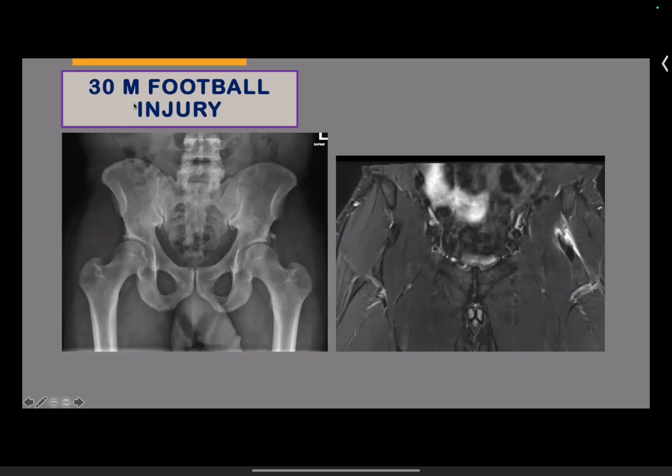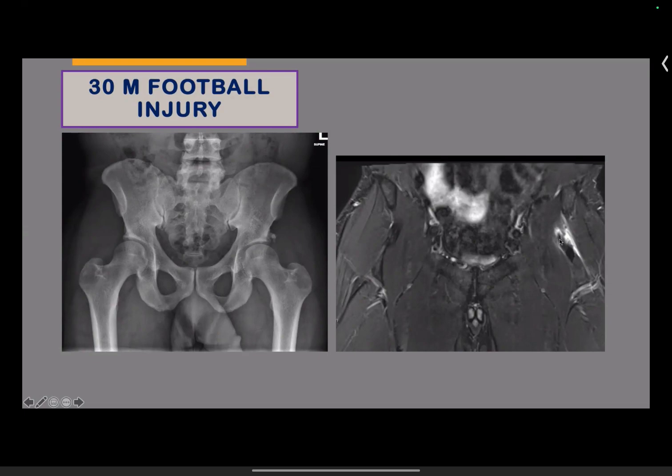So this is a 30-year-old male football injury. But with the history of injury, you're thinking about avulsion fractures, aren't you? Especially in young people, or muscle tears for that matter. You can see there is an asymmetric calcific density at the anterior inferior iliac spine, which is the site of the rectus femoris.